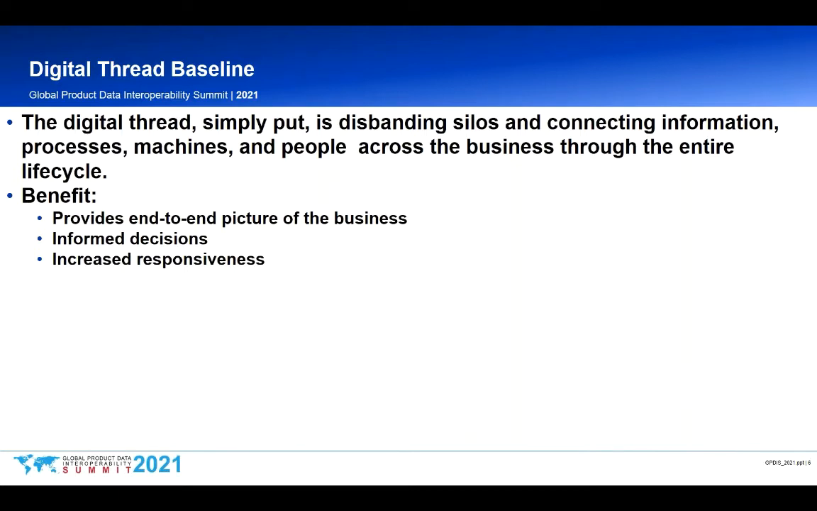When I'm referring to the digital thread, I'm talking about disbanding the silos that we have around our data. We're connecting our data, meaning our information, our processes, our people, our machines. So all of our data is being connected, and it's through the entirety of our business. That includes internally and externally. And then the last element here is through the entire life cycle. So, no silos, connecting all of our information, processes, people, and machines for the entire company and across the entire life cycle.